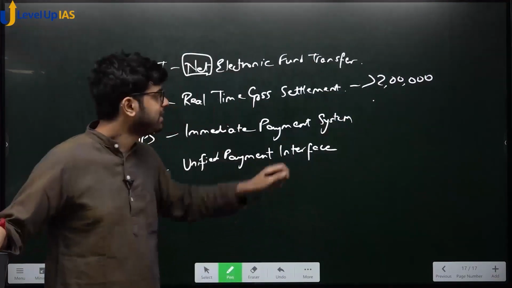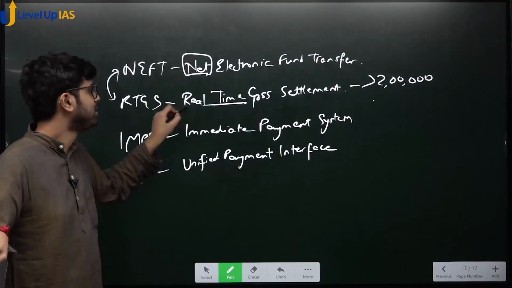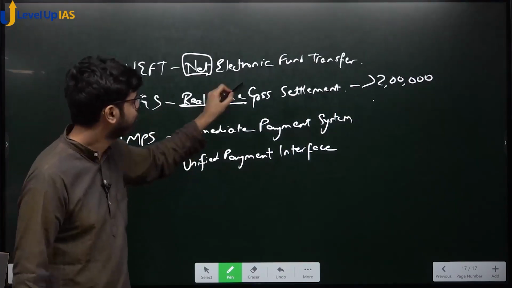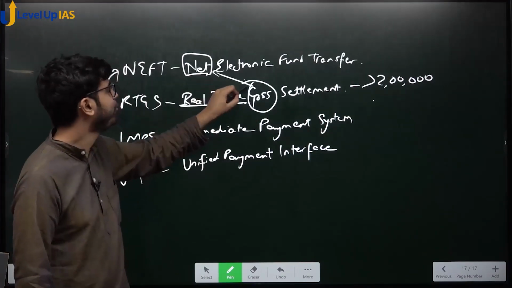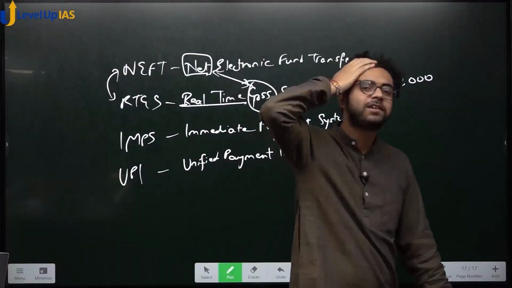So that is why these are not netted. These are not counted in net. These are settled real time. They don't wait for bunching. And see this, gross settlement, not net. Do you notice this? The key lies in the words only.